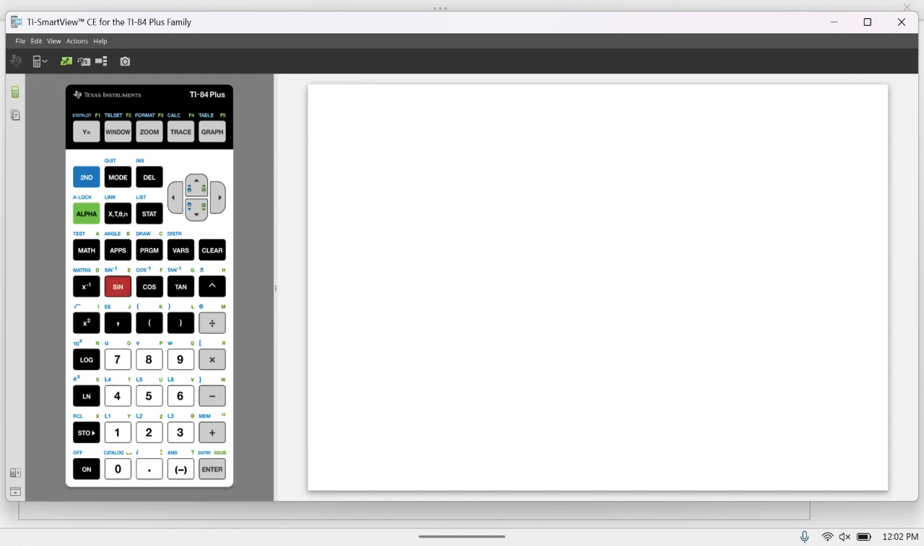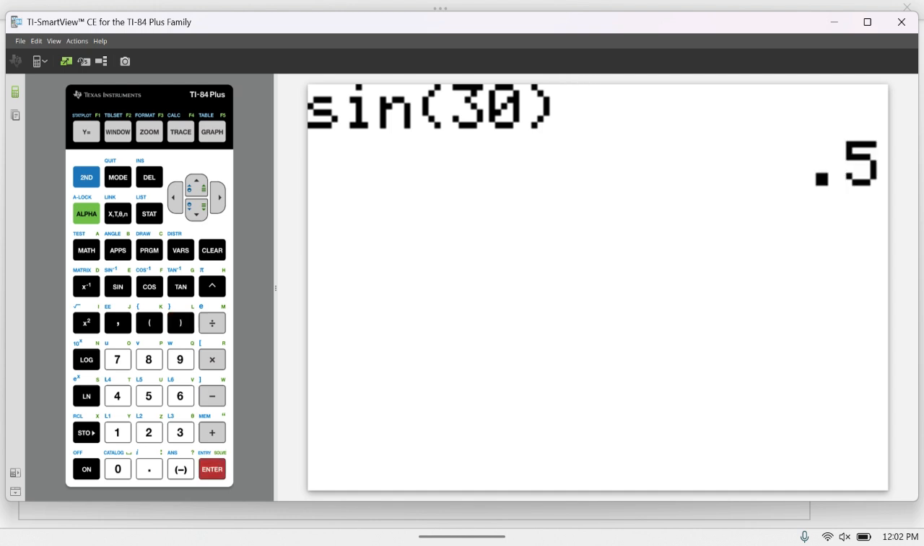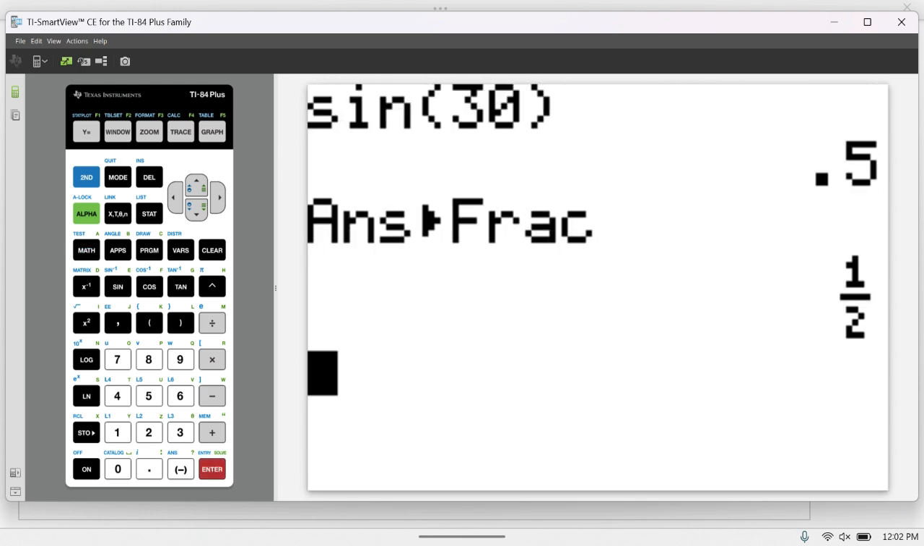And I'm going to type in the sine of 30. And we should get what when we hit enter? 1/2. Is 0.5 the same thing as 1/2? Yep. No, it's exactly. If I hit math, enter, 1/2.